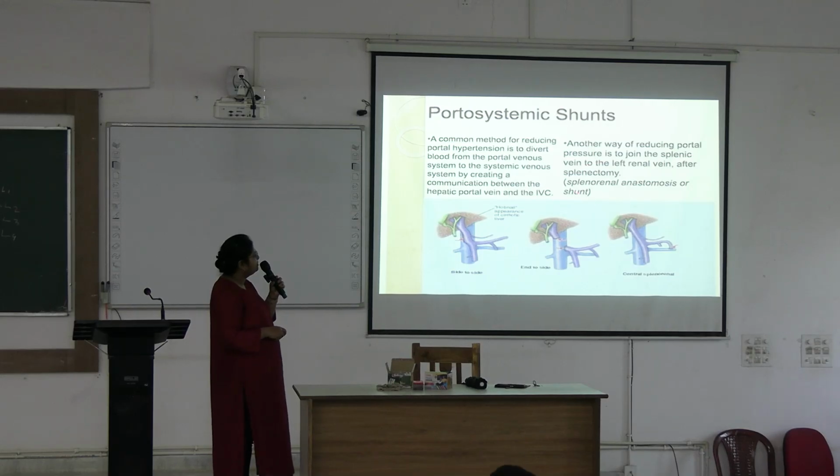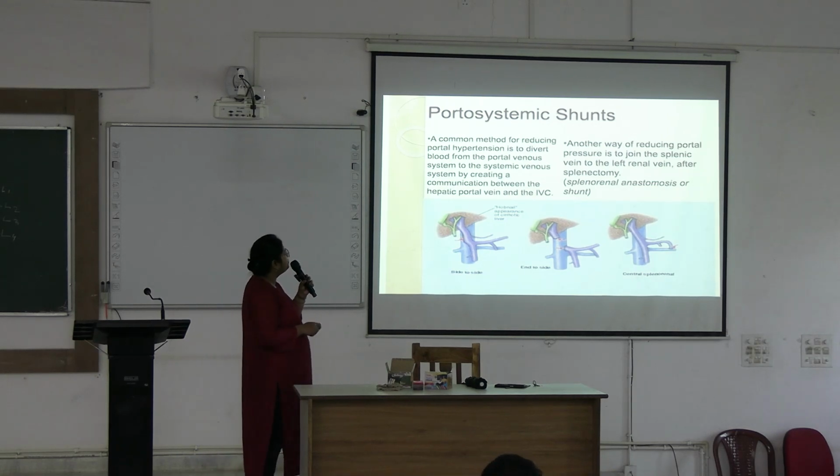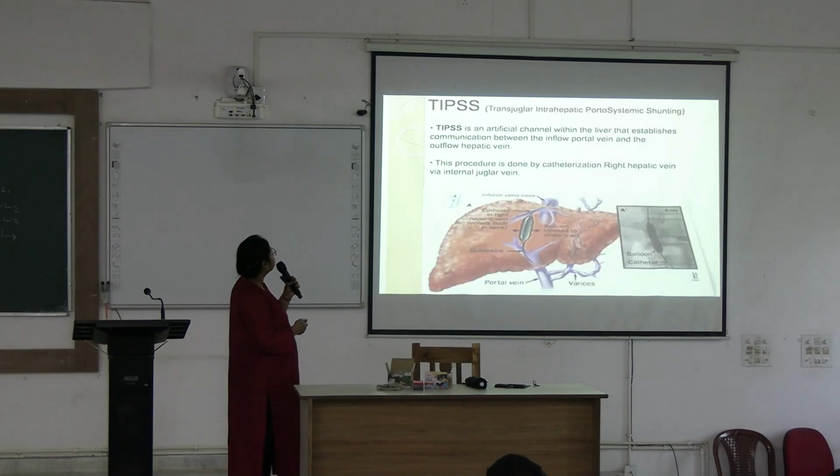Splenorenal anastomosis or shunts. You can see this is the portal vein. Portal vein has been cut and it is being anastomosed with the inferior vena cava. Okay. Another is here. This splenic vein is being anastomosed with the left renal vein. The left renal vein is part of the caval system, which is a tributary of the inferior vena cava. So that's how portosystemic anastomosis or portosystemic shunts are done.